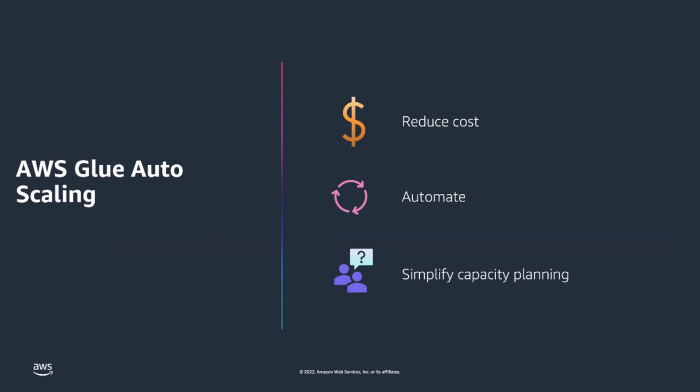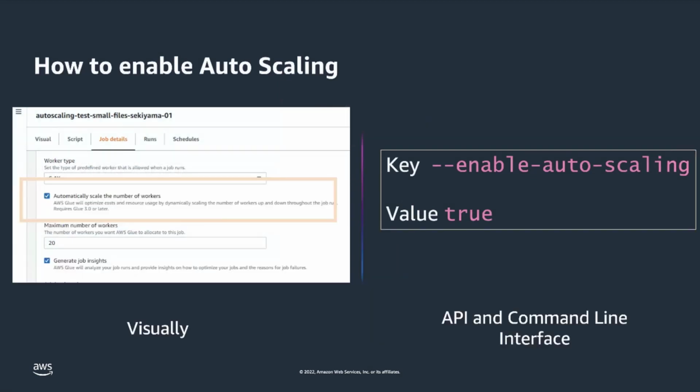So that's where autoscaling comes in. As discussed, autoscaling is a checkbox. It reduces cost. Simply put, you check the box and you don't have to think about the capacity planning. You enable autoscaling. You set the maximum number of workers you want to allocate to your autoscaling job, and you let it go.